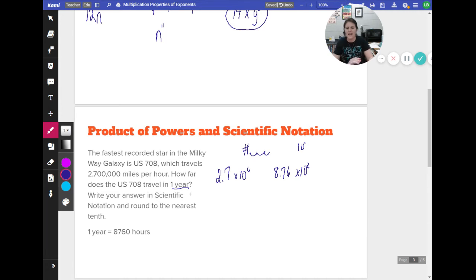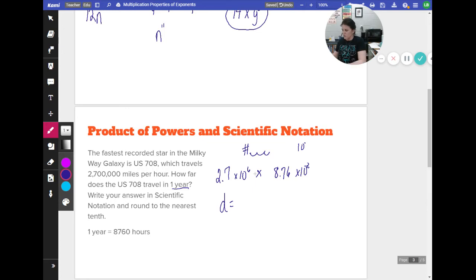So in order to find out how far it travels, well, we know that distance is equal to the rate times time. So this is the rate at which it's traveling. This is the time it travels. So rate times time is going to give me my total distance.